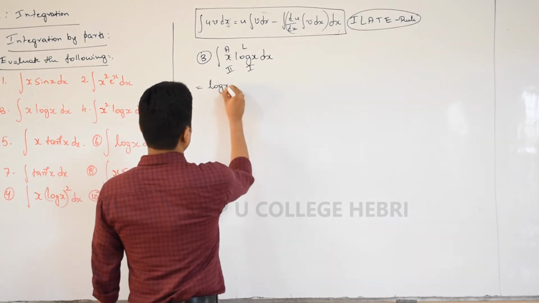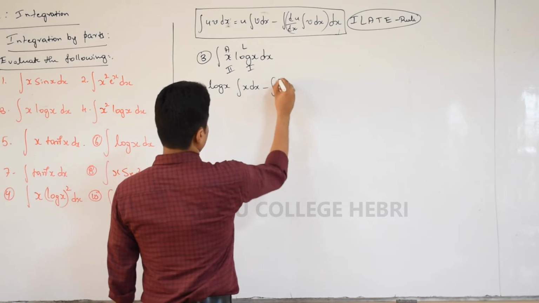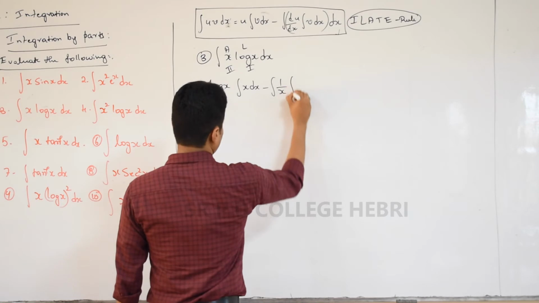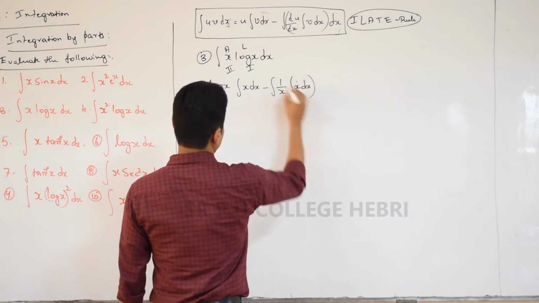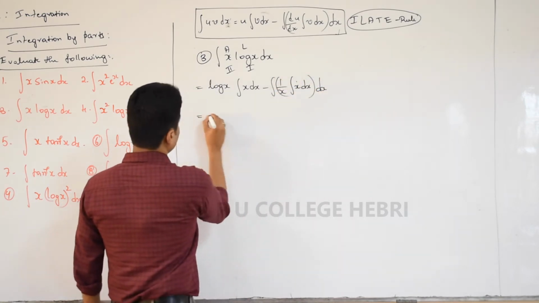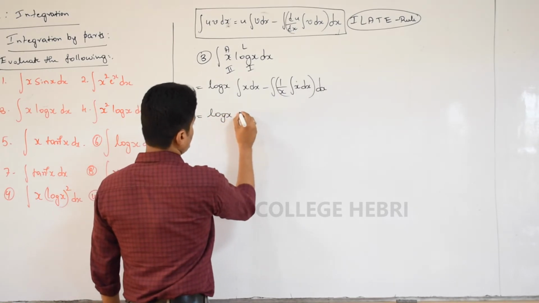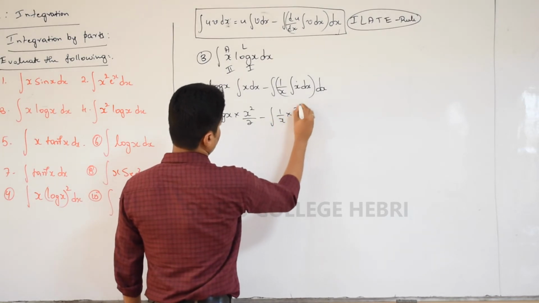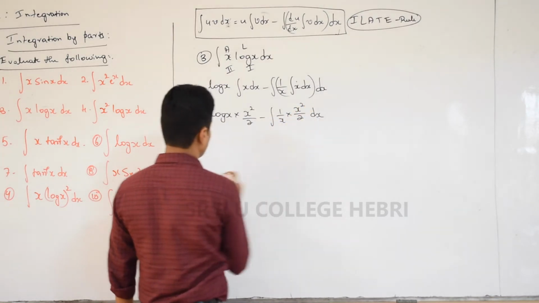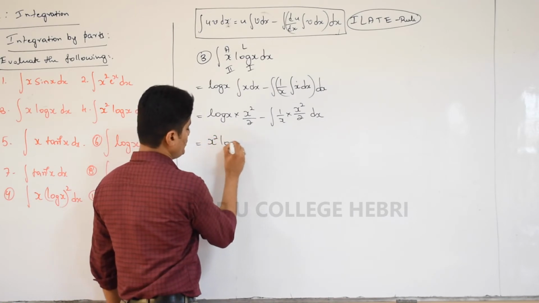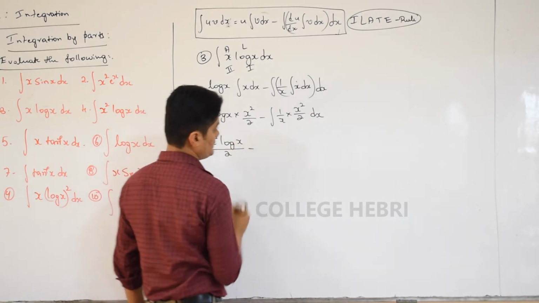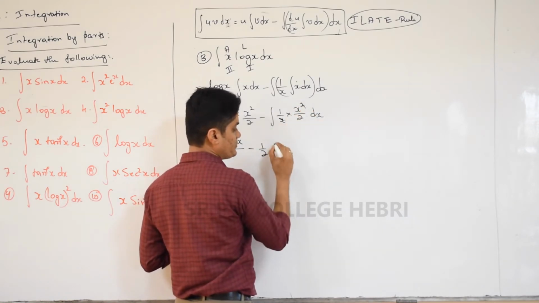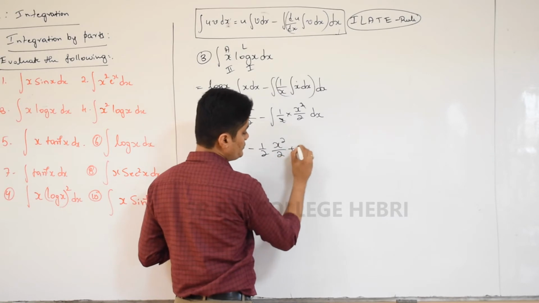Log x into integration of x, minus differentiation of log x, which is 1 by x, into integration of x dx. Directly we can write. Okay. So it is log x into integration of x, x square by 2, minus 1 by x into x square by 2 dx. So it is x square into log x divided by 2, minus, x cancels, so 1 by 2 remains. What is the remaining integration of x? What is integration of x? x square by 2 plus c.